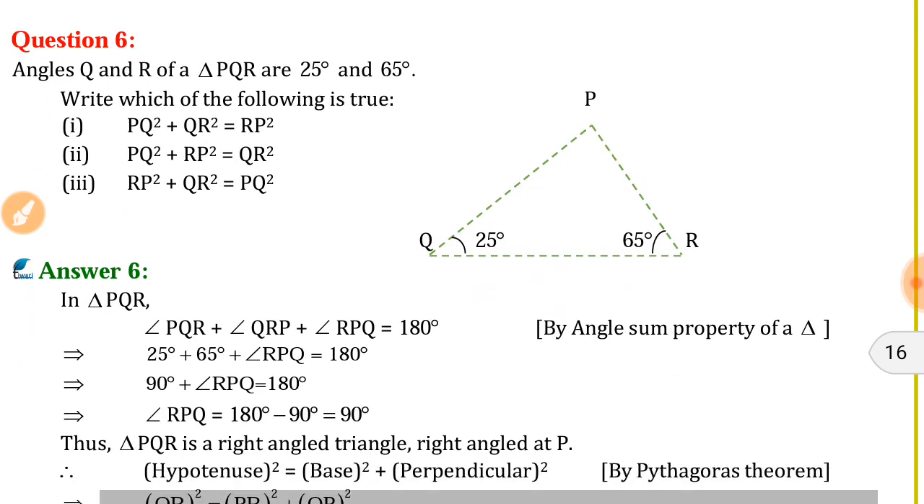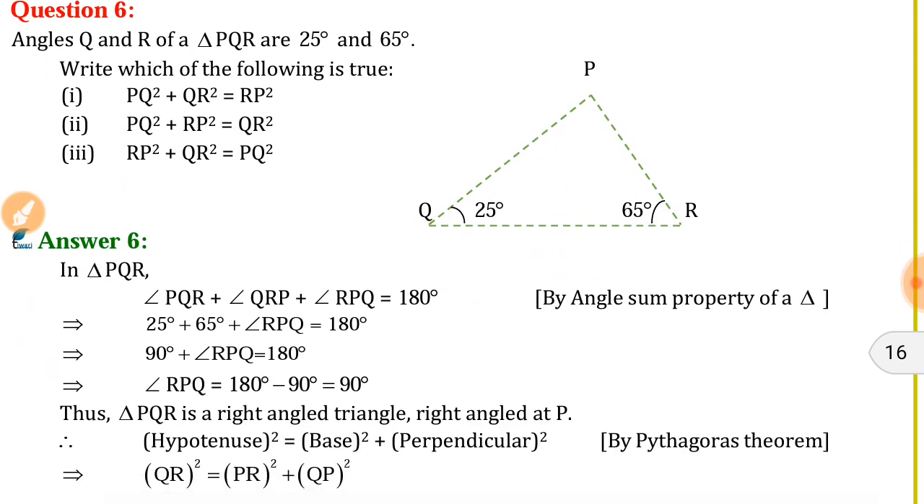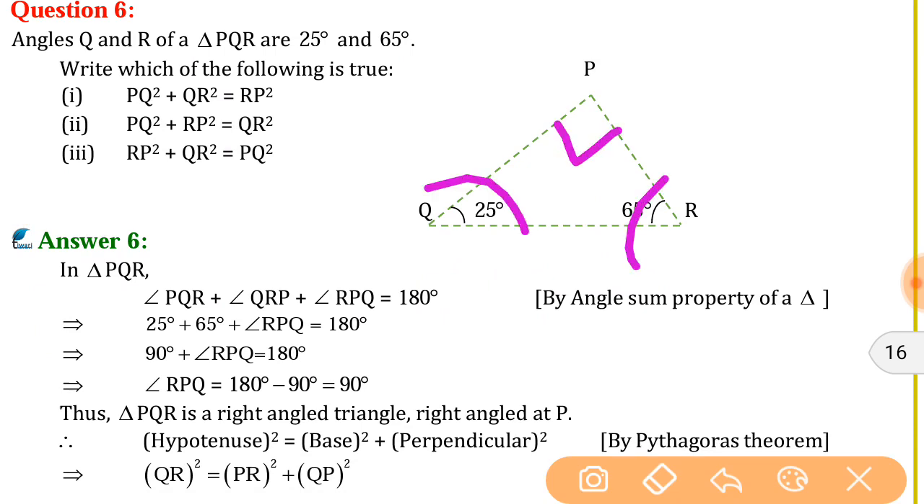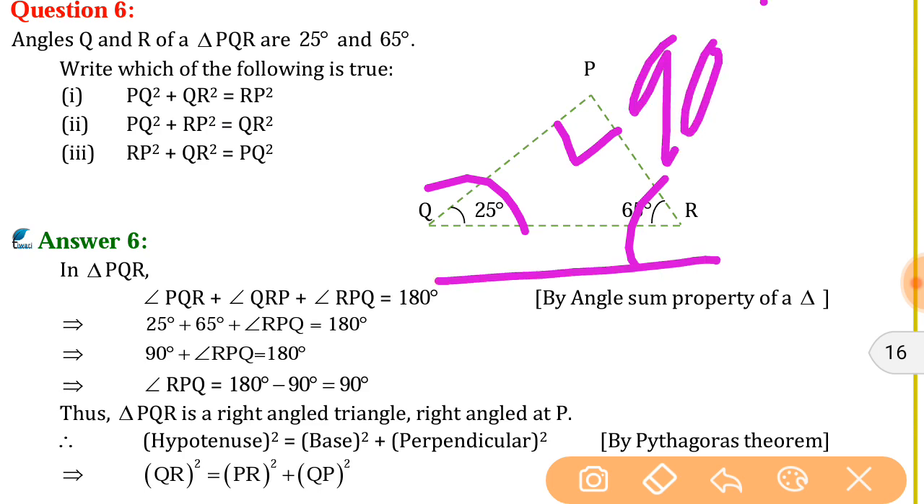So next, sixth one: angles Q and R of a triangle PQR are 25 degree and 65 degree. Write which of the following is true. If this angle is true, then it should be in Pythagoras theorem. Okay, means it should be 90 degree. Or else QR square is equal to, where is QR? Here.